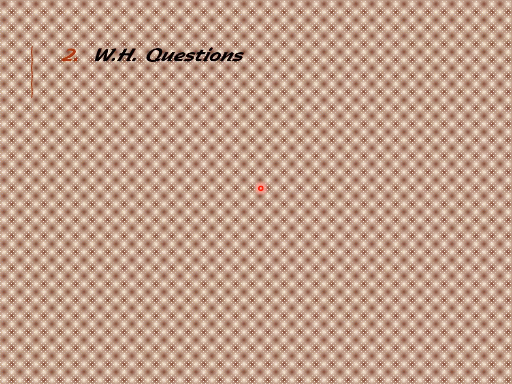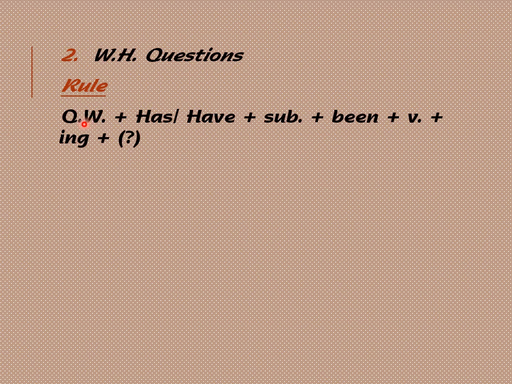Now we come to the second type of questions. We call it the WH questions. The rule: our WH questions should begin with one of the question words like how long, how many, how far, followed by one of the auxiliaries, has or have. Then the subject, been, a verb, the ing and the question mark.